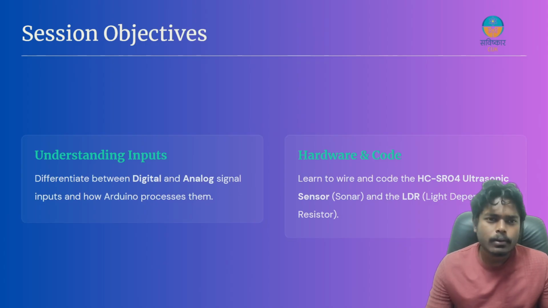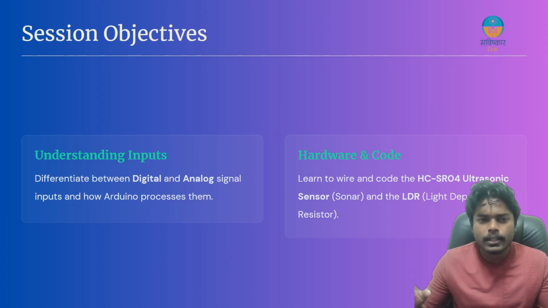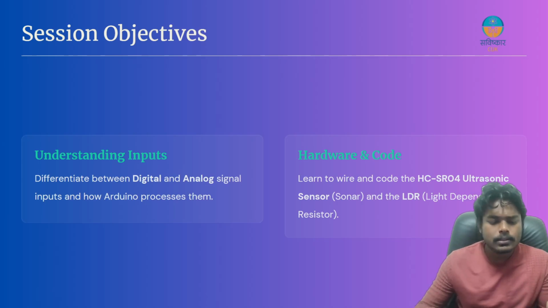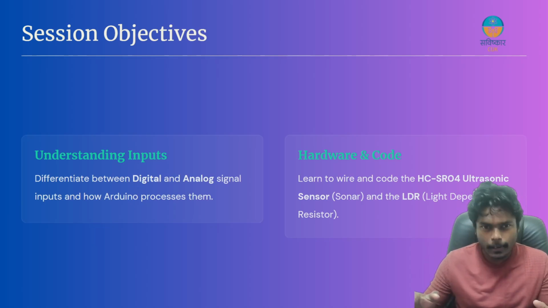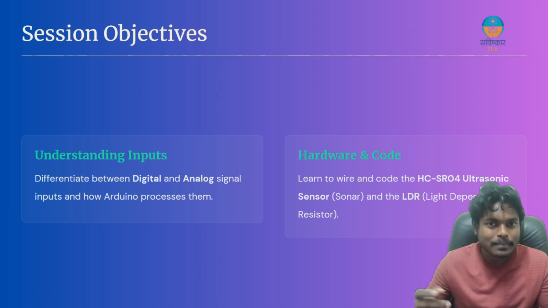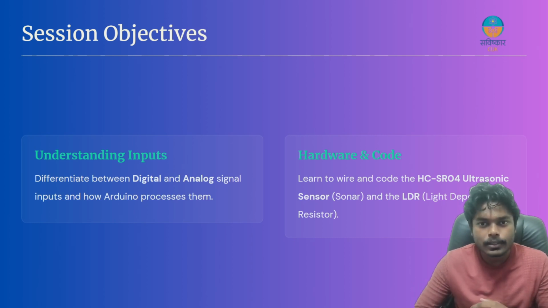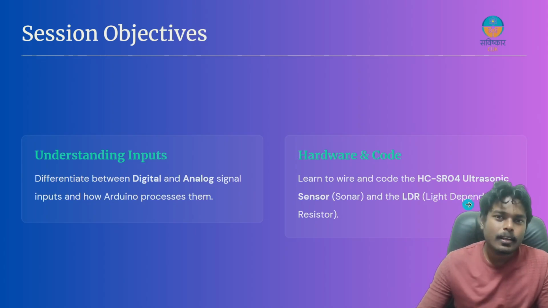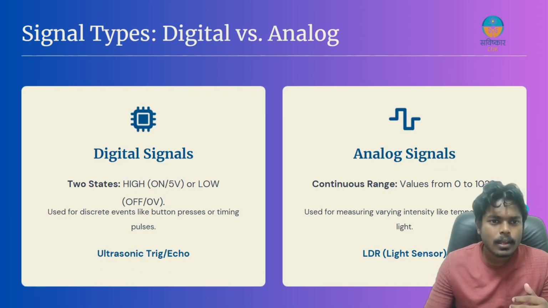Okay, so what's our objective? Our first objective is to understand how the digital signal and analog signal work with Arduino processors in order to interface our sensors, right? And then we will be learning the hardware and how to write the code for interfacing a HC-SR04 ultrasonic sensor. So this is the actual name of it, HC-SR04 ultrasonic sensor, and the light dependent resistor, which is LDR. Amazing. So let's go forward into the session.